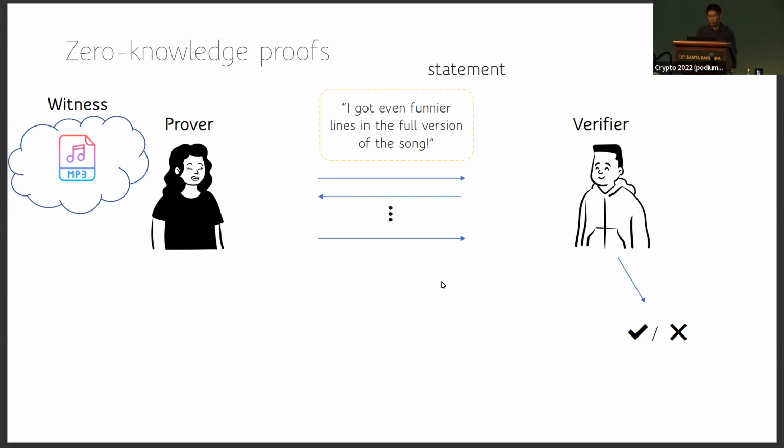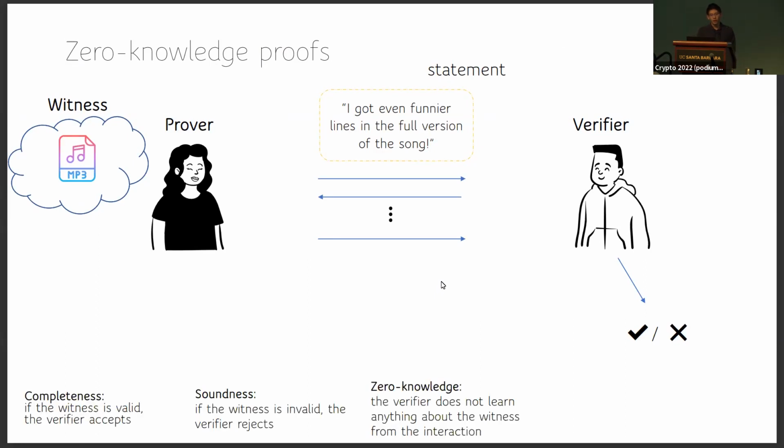Okay, so we have a few properties of zero knowledge proofs, such as completeness, which says that if the witness is valid, then for an honest prover, the verifier should accept. Then we have soundness, which says that if the witness is invalid, then for any cheating prover, the verifier should reject. And last but not least, we have zero knowledge, which says that the verifier shouldn't learn any information about the witness from the interaction.